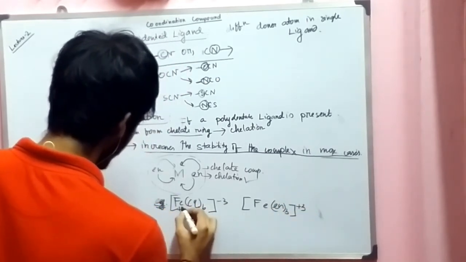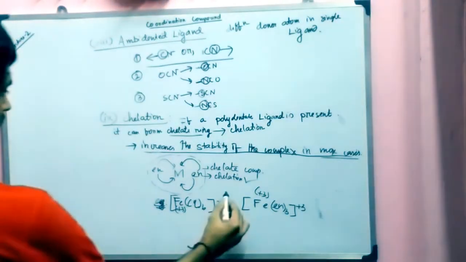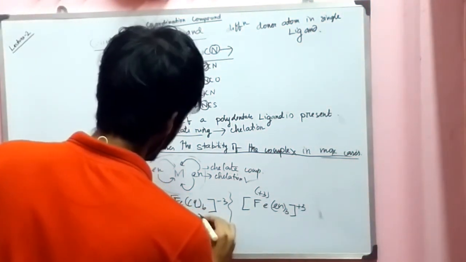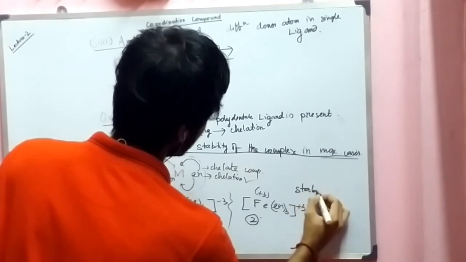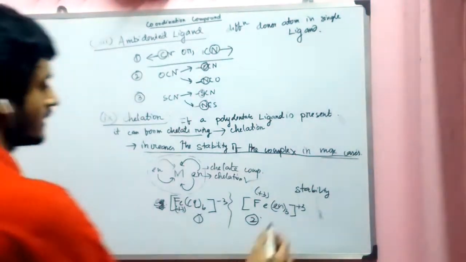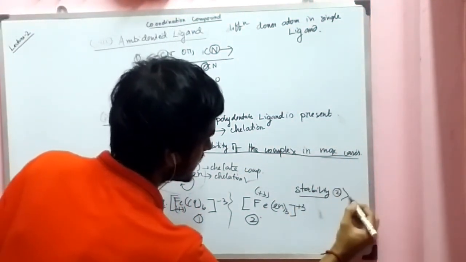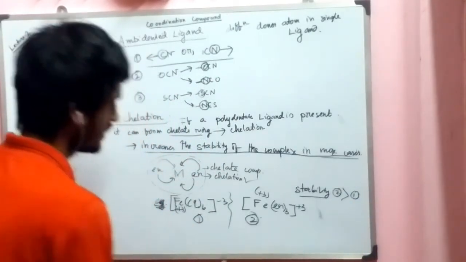Here the oxidation state of Fe is plus 3, here also it is plus 3. Okay, so you have asked about stability, this is 1, this is 2. You have asked the stability in the examination. So what will be the answer? The stability of the second compound is greater than the first compound, because the second compound forms the chelate ring.